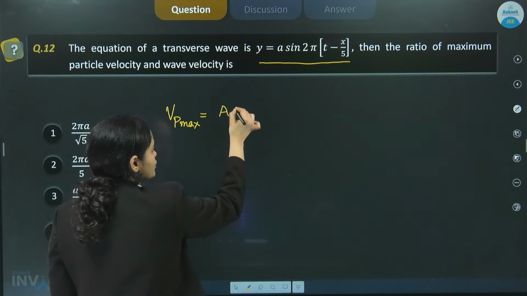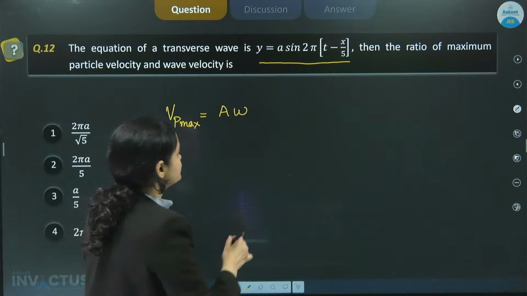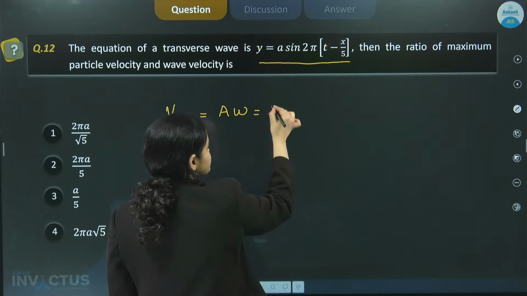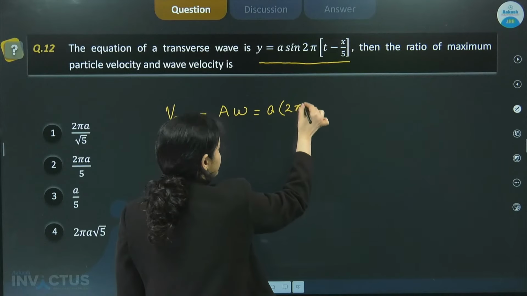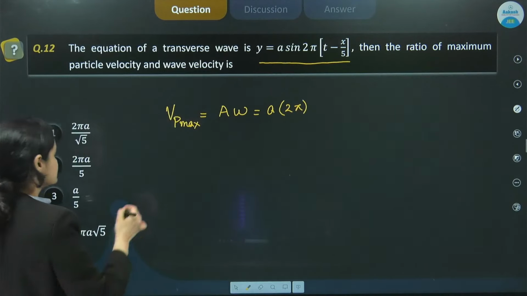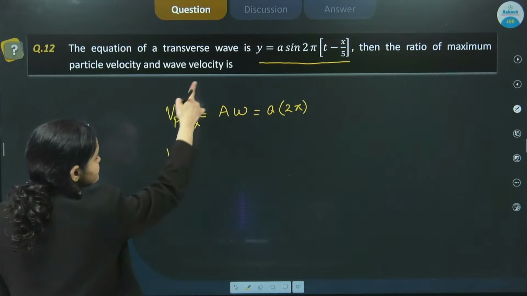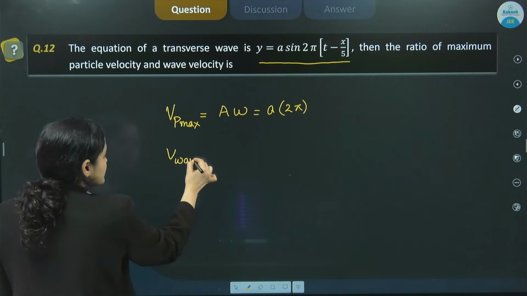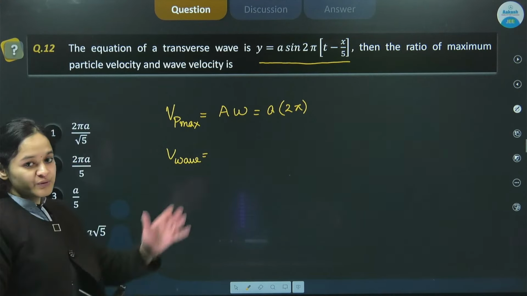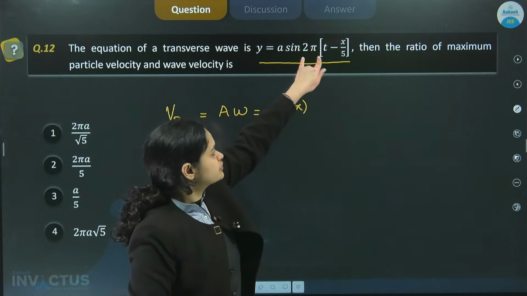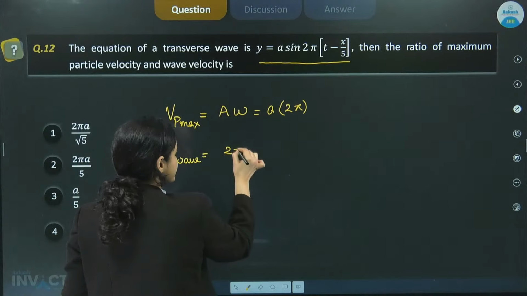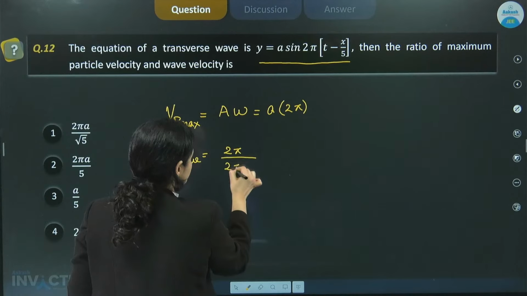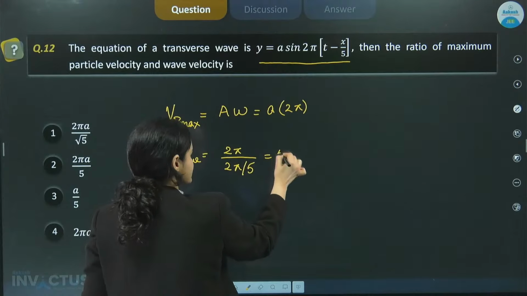So the maximum velocity in simple harmonic motion is a into omega, where the amplitude is given as a. Omega is 2 pi, this is the value of omega given to us. Now, the velocity of wave in a traveling wave can be written as the coefficient of t upon the coefficient of x. That is 2 pi divided by 2 pi by 5, which turns out to be 5.